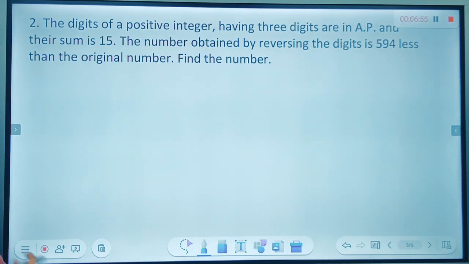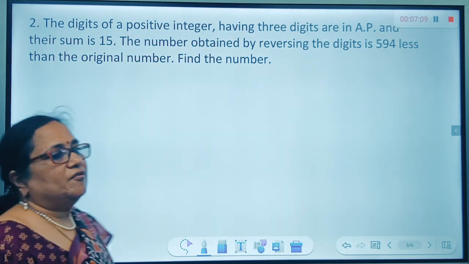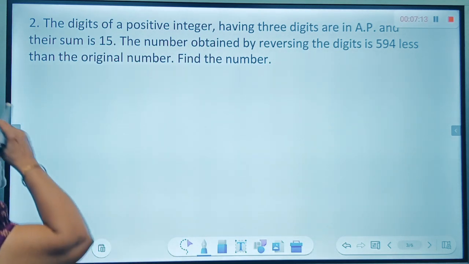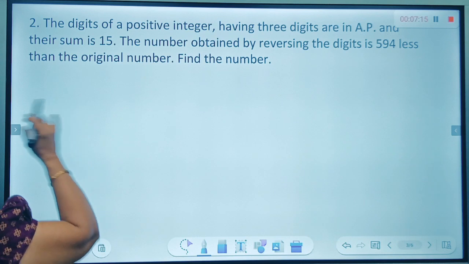The digits of a positive integer having 3 digits are in AP and the sum is 15. The number which is obtained by reversing the digits is 594 less than the original number. Find the number. So this is the question. Okay, so what do you think will be the digits?